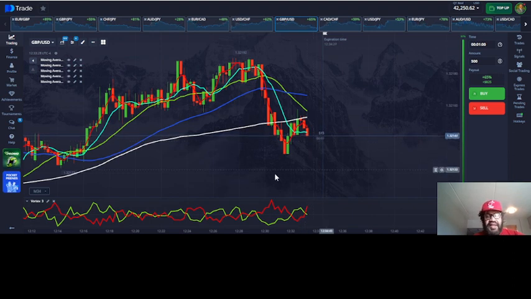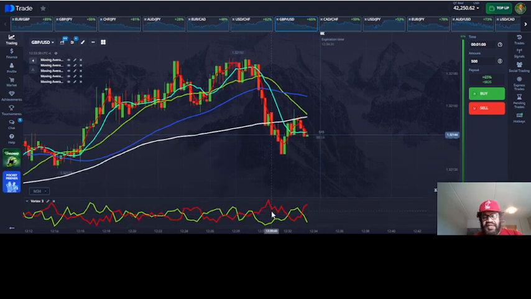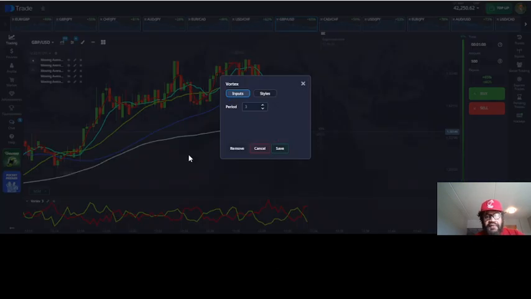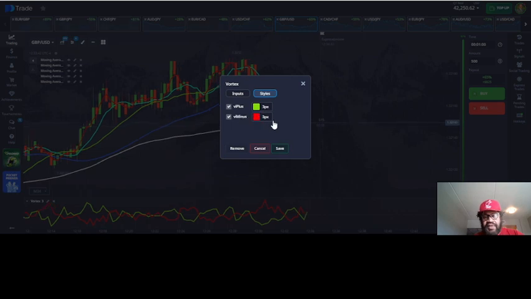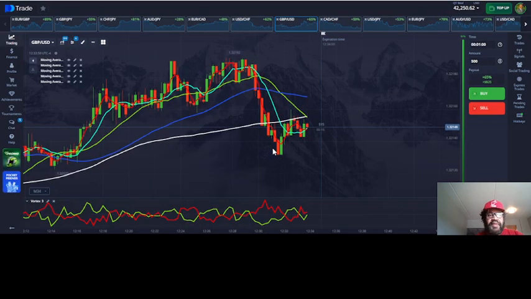In addition to that, I'm going to be utilizing the Vortex indicator here. For the period, I've set the period to 3. And in the style settings, I've also increased the line width of the green VI line and the minus VI line to 3 pixels each, green and red. So we can go ahead and save that.